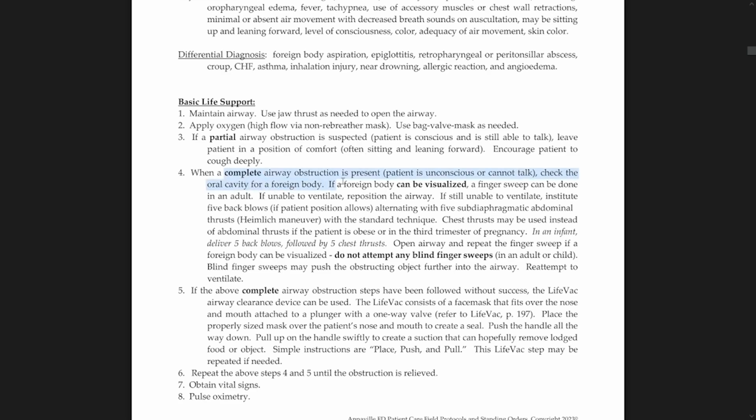When a complete airway obstruction is present, the patient is unconscious or can't talk, check the oral cavity for a foreign body. If the foreign body can be visualized, a finger sweep can be done if it's an adult.